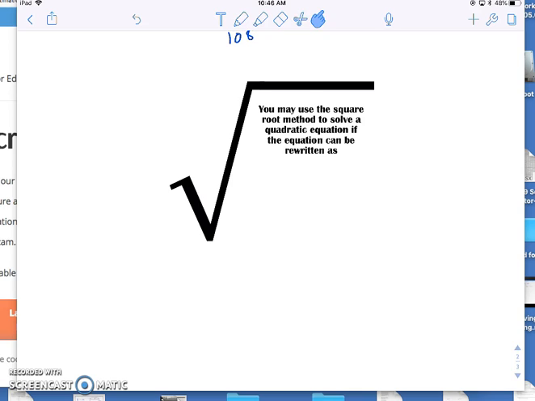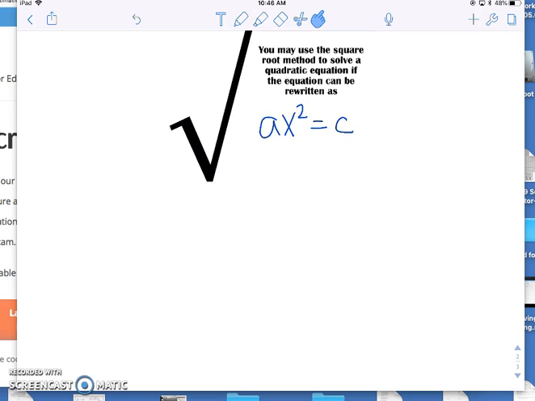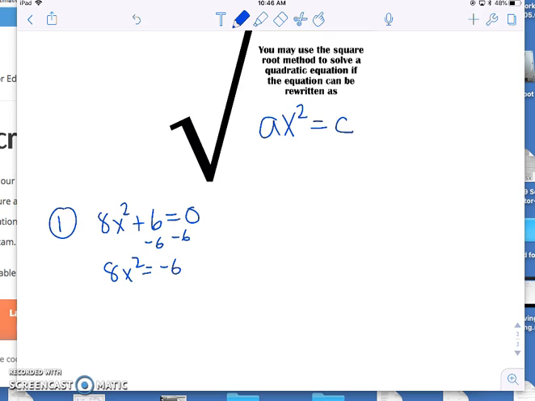Now the other method is the square root method, and you can use the square root method if the quadratic equation can be written as ax squared equals c. So this is a method where we will not have that bx term. Let's say you had 8x squared plus 6 equals 0. Well, what could we do? We could subtract 6. So we have 8x squared equals negative 6. Divide by 8. So we have x squared equals negative 3/4.